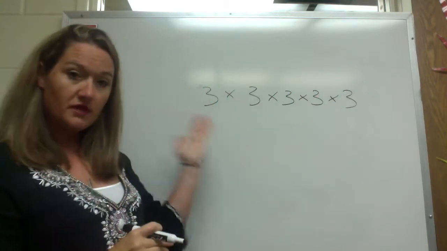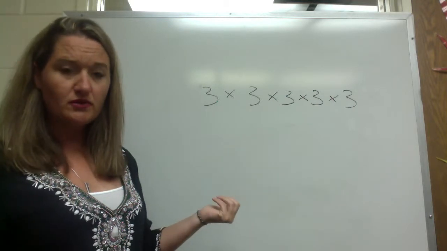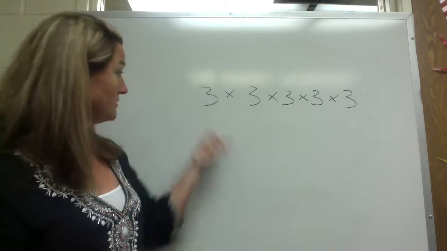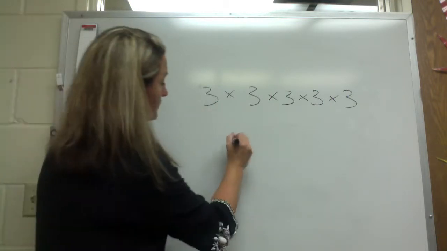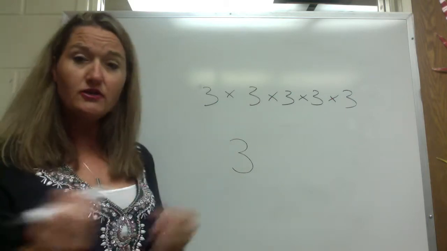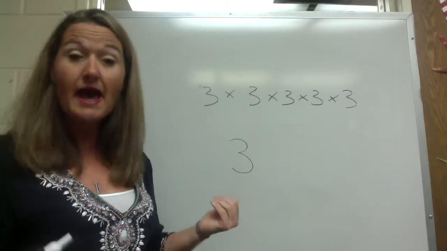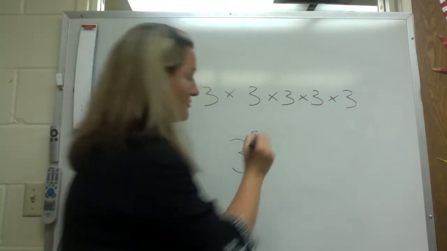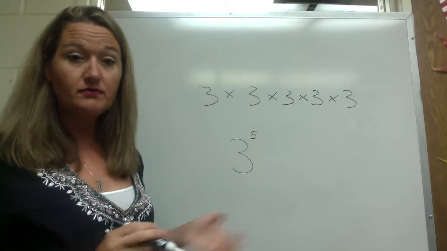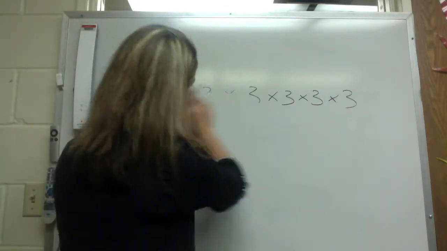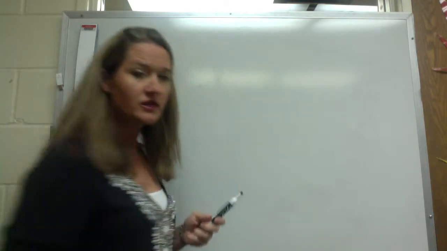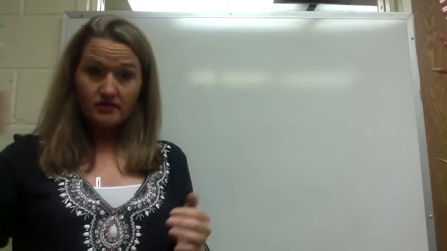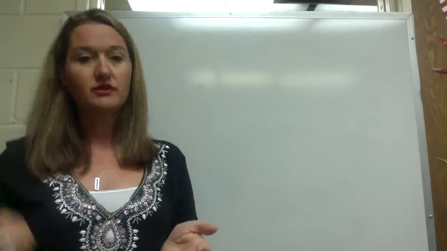So they may give you this. They'll say write it as an exponent. So what's our base? Again, the base is the number that's being multiplied. In this case, the base is 3. So we write 3. And then we need to write the exponent. Remember, the exponent is how many of them are there? Well, there's 1, 2, 3, 4, 5. So this is 3 to the 5th power. That's how you write exponents. Just remember, the exponent is not 3 times 5. It is how many 3s? 3 times 3 times 3 times 3 times 3.